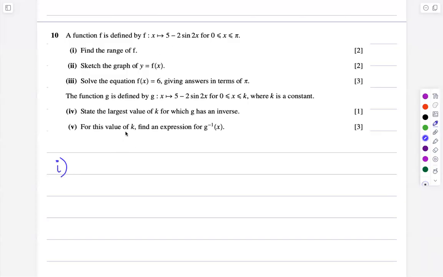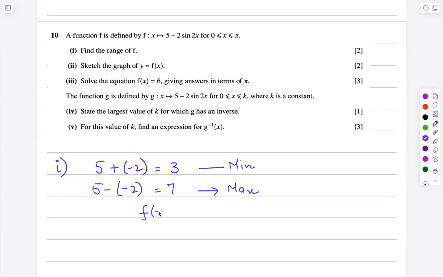Now, to find the range of f, we can add and subtract the values of 5 and 2 to get the minimum and maximum value. First, adding 5 and minus 2, you will get 5 minus 2, which is 3. Then subtracting, 5 minus minus 2 will become 7. So this will be the minimum value of f of x, and this will be the maximum value of f of x. So we can write that f of x will be greater than or equal to 3 and less than or equal to 7.